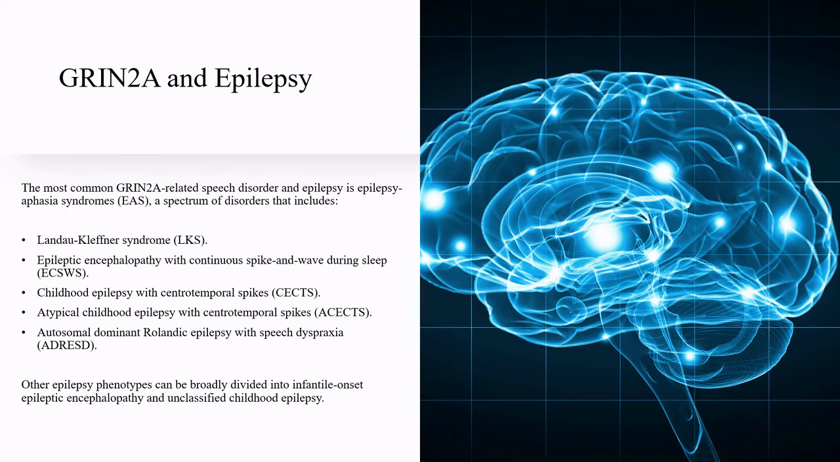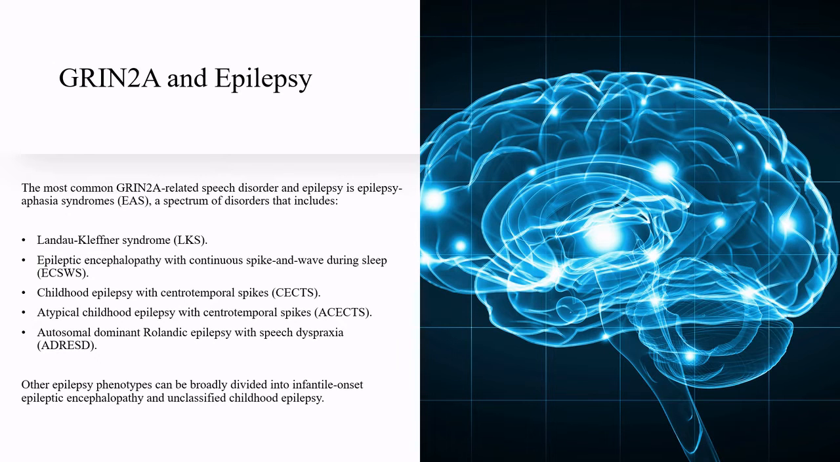The most common GRIN2A-related speech disorder in epilepsy is Epilepsy-Aphasia Syndromes, EAS, a spectrum of disorders that includes Landau-Kleffner Syndrome, LKS, epileptic encephalopathy with continuous spike and wave during sleep, CSWS, childhood epilepsy with centrotemporal spikes, atypical childhood epilepsy with centrotemporal spikes, ASEX, and autosomal dominant Rolandic epilepsy with speech dyspraxia.